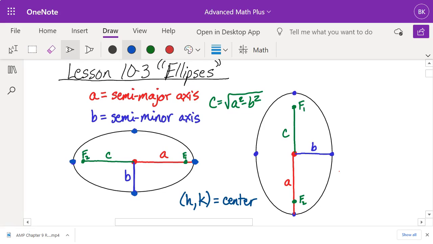Everybody cool? What do you think the semi-major axis is? A. It is A, but what is it? It incorporates the focus point. It's how much of the major axis? Half. It's half the distance of the major axis. Everybody with me? B is half the distance of the minor axis.